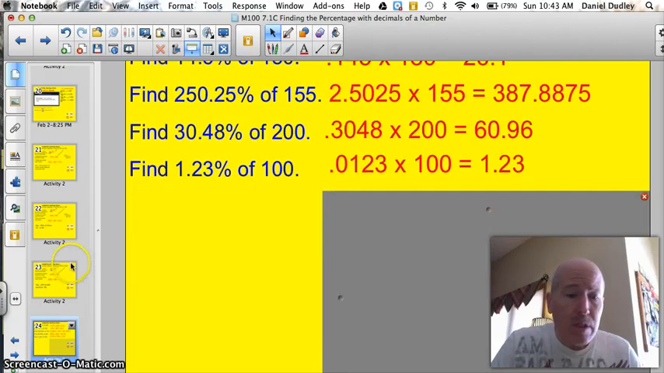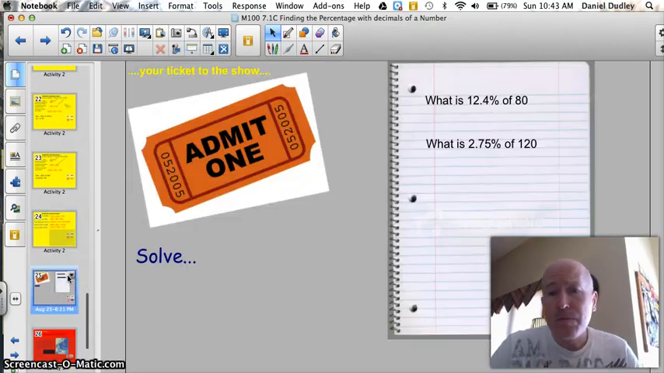All right, time to get to your ticket to the show. What is 12.4% of 80? And what is 2.75% of 120? This one's a little tricky, so be careful there when you move that decimal.